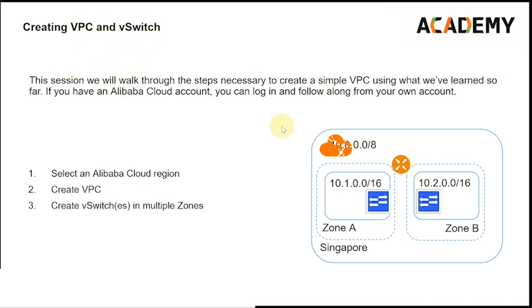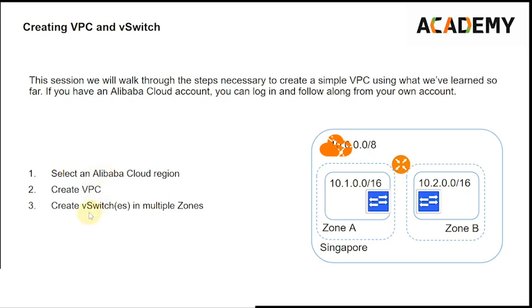So now we can see how to create a VPC and vSwitches. The first step is to select a cloud region. In our case, we select the Singapore region. After that, we need to create a VPC along with one CIDR block. In that case, in the second step, we will not create any vRouter or vSwitches. So the VPC creates one CIDR block, in our case 10.0.0.0/8.